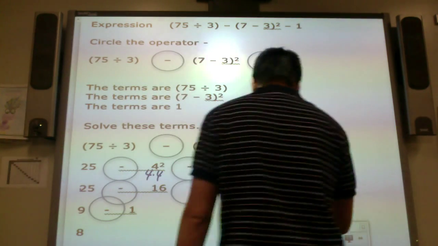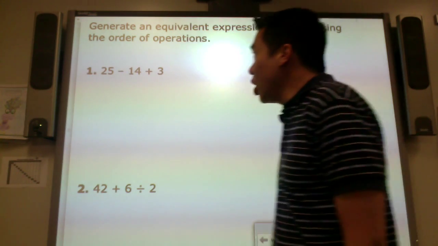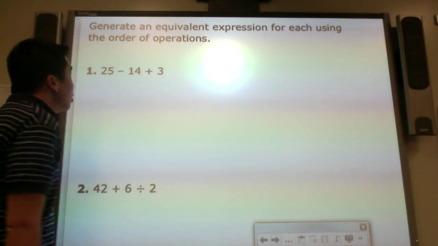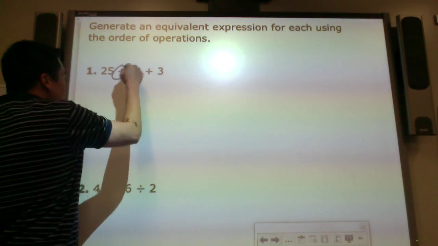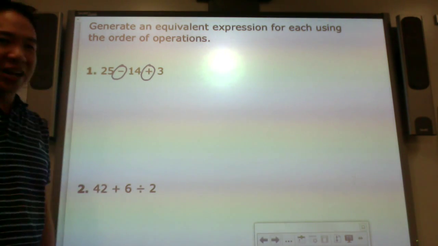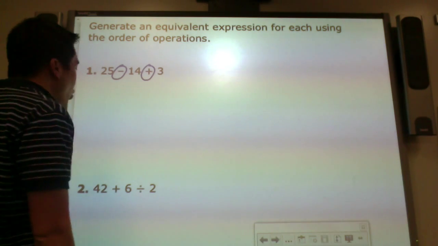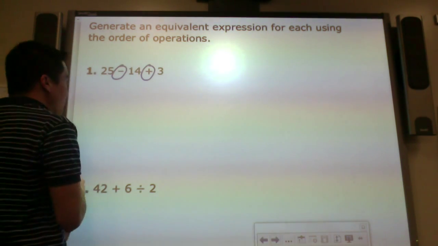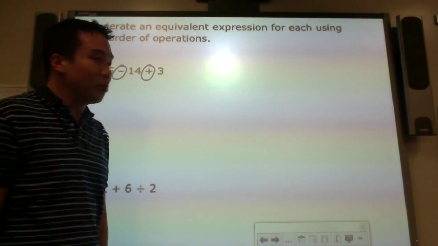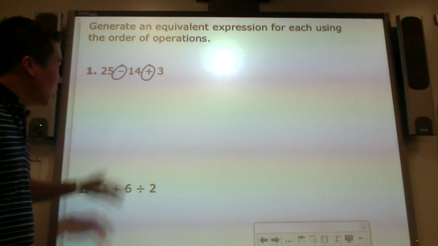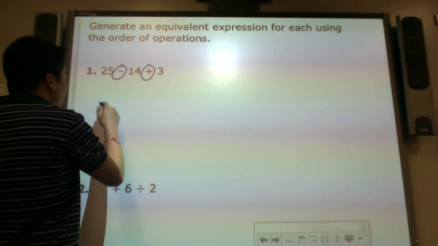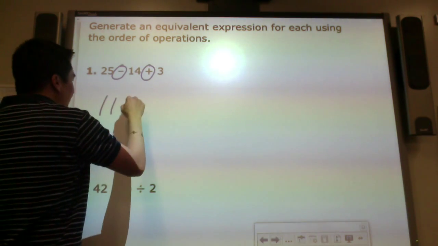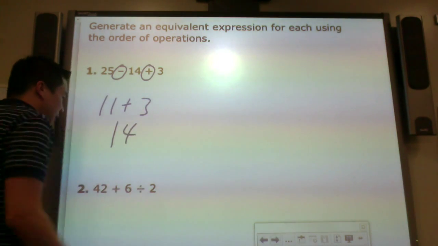So let's practice some now. Generate an equivalent expression for each using the order of operations. I see the additive and subtractive operators of minus and plus. So what terms do you see? I see 25 as the first term, 14 as the second term, 3 as the third term. Do I need to do anything with these? I can't. So 25 minus 14 is 11. 11 plus 3 is 14.